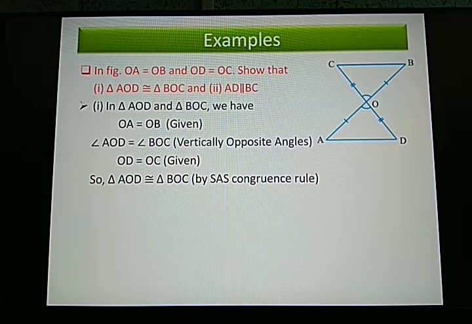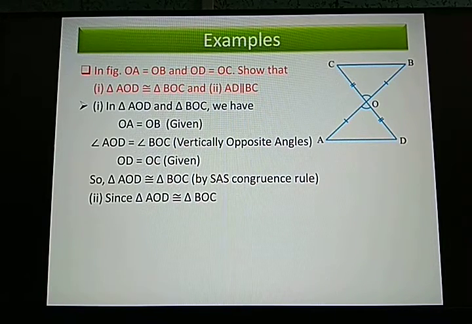Now AD and BC, we can prove them to be parallel only if we can show that some angles which are alternate interior angles are equal, because we know that if alternate interior angles are equal, then the lines are parallel. We have learned this in a theorem in chapter number 6. So let us do that then.